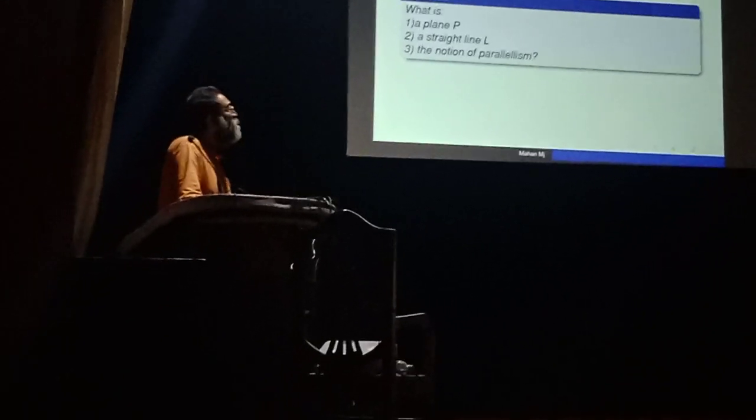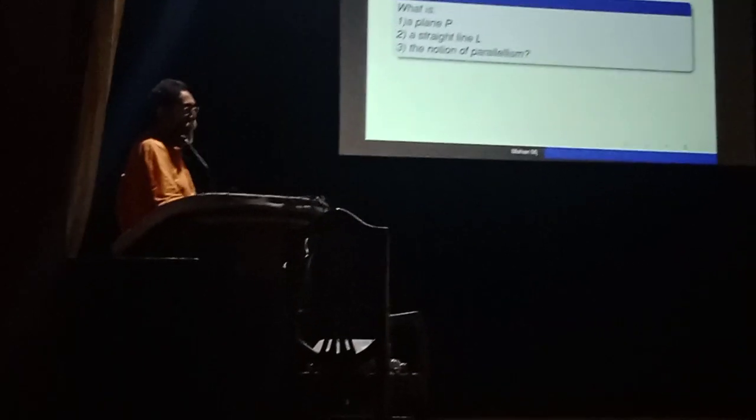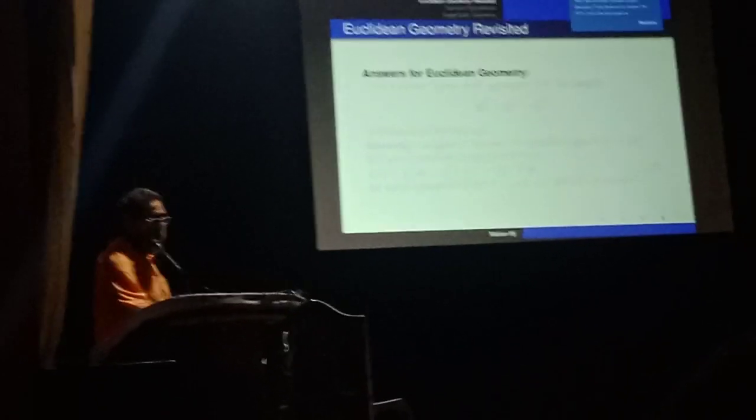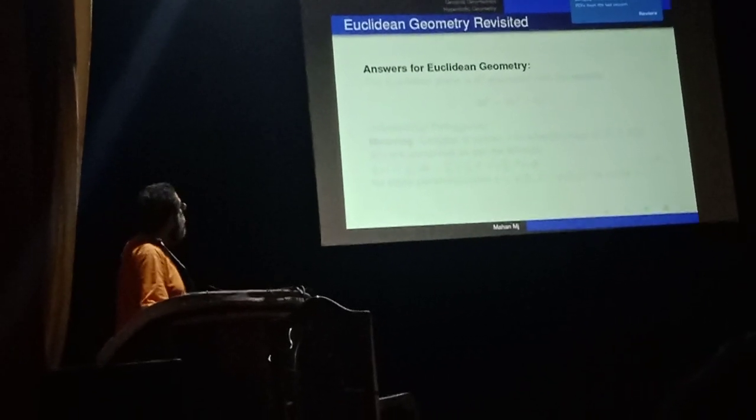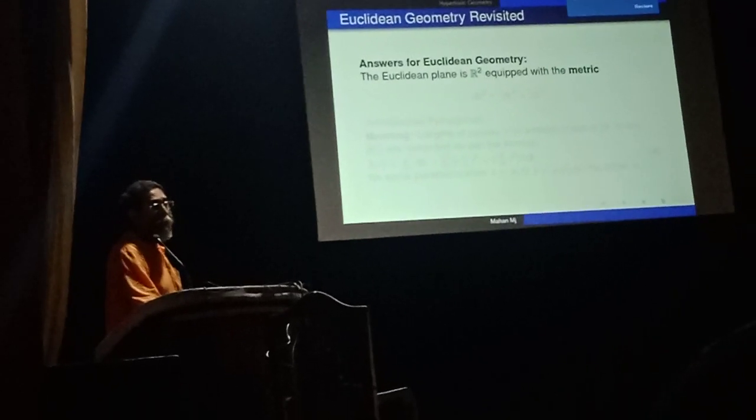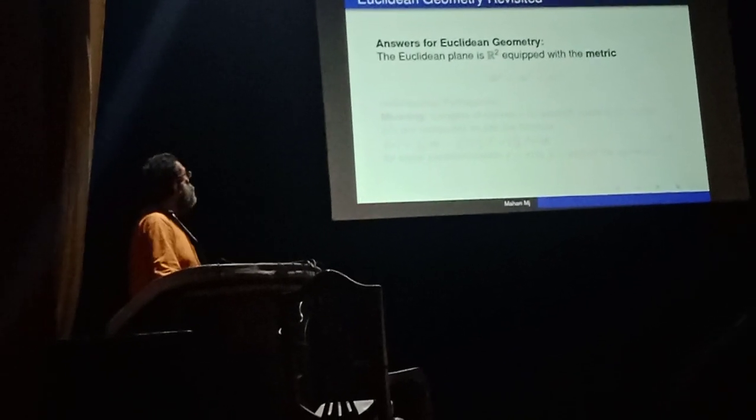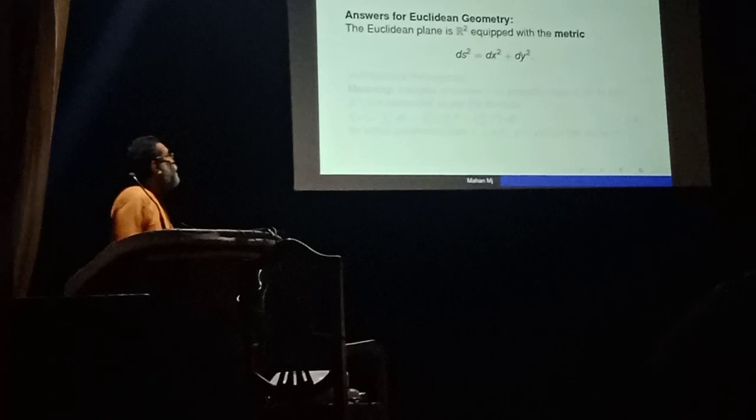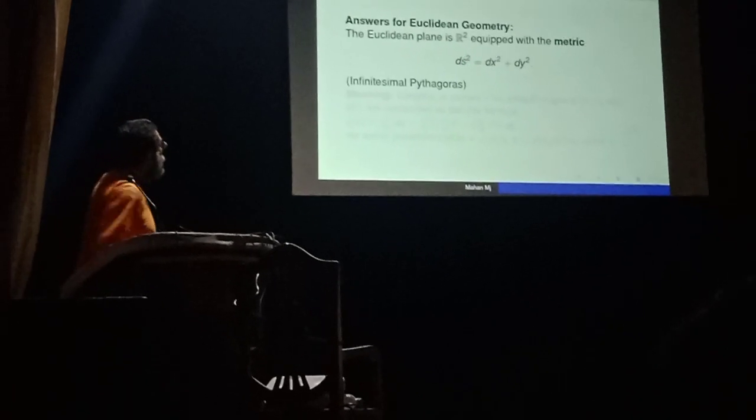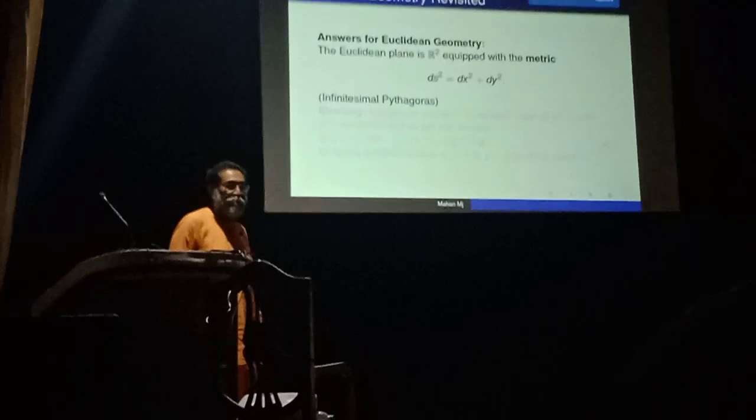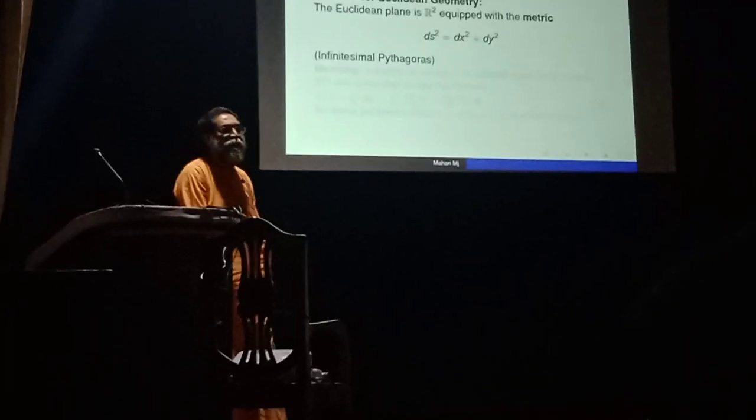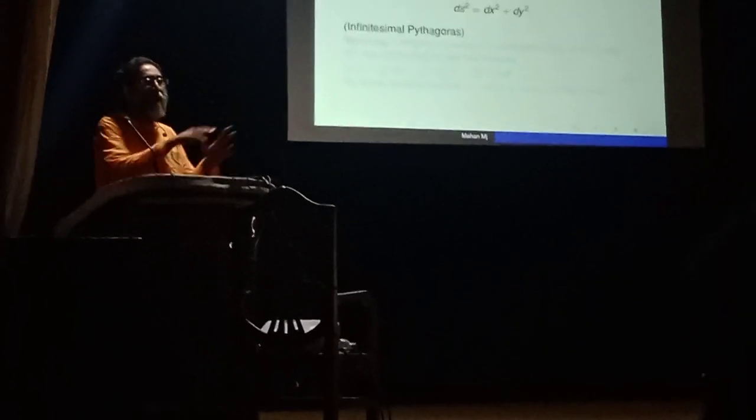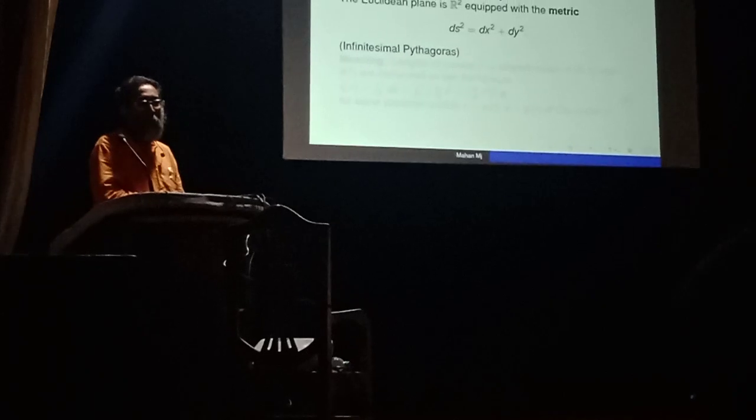Fair enough. So first, let me give you a quick answer to the first question. What is a plane P? The answer for Euclidean geometry: the Euclidean plane is R2, equipped with a way of measuring distances. This is called a metric. This is called ds squared equals dx squared plus dy squared. You remove the d and you have Pythagoras theorem. So this is an infinitesimal form of the Pythagoras theorem. So this is just some formula. It looks like some mysterious package.